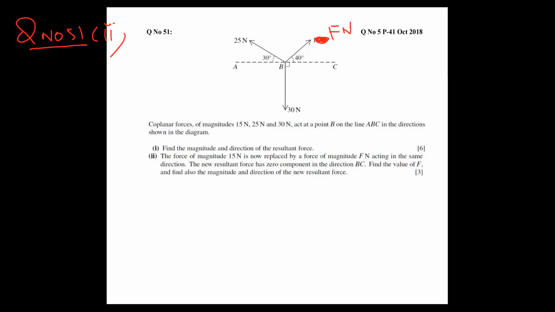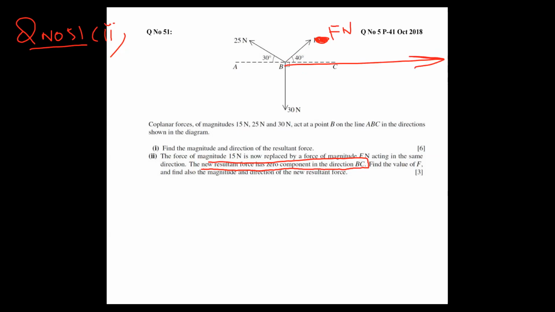Okay. Now he said in the same direction. So it means this 40 degrees does not change at all, according to the question. So the new resultant force has zero component in these. This is a major line and the most important line here. He said the new resultant force has zero component in the direction of BC. So this is called the direction of BC. This is the BC direction. It means this component is zero.